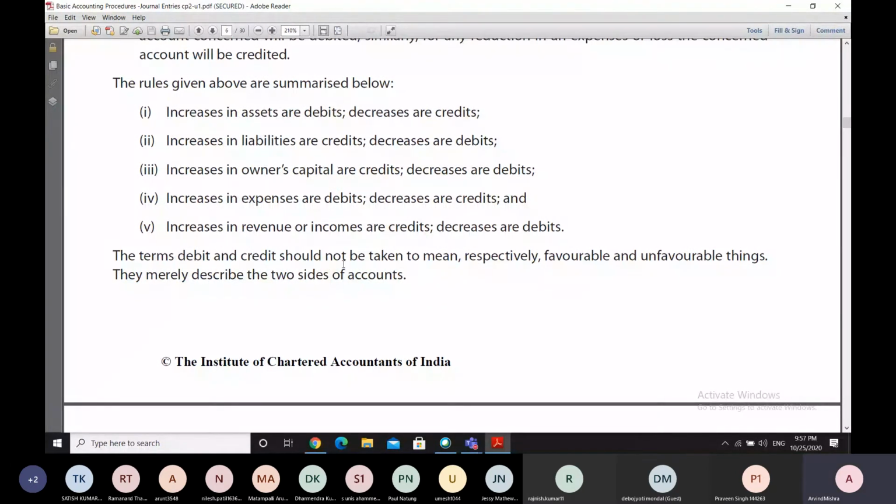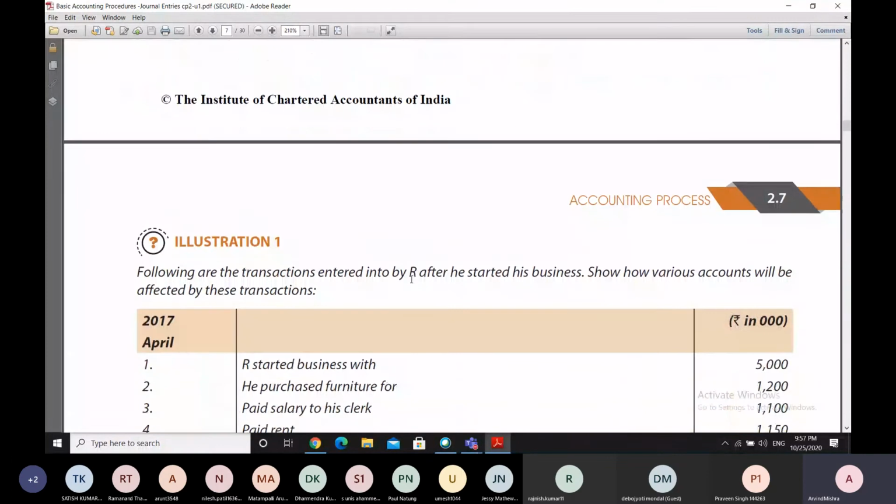The terms debit and credit should not be directly understood to mean either favorable or unfavorable things like we use in literature, but debit just means the left hand side and credit just means the right side. That's all. We should not make implications of profit or loss from debit or credit, or favorable or unfavorable from these words.